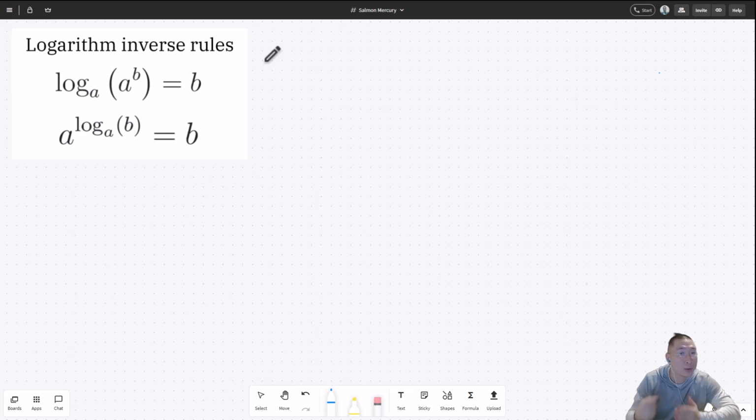Hey guys, welcome to this video, and we're going to go over how we can prove the two logarithm rules. Log base a of a to the power of b is equal to b, and also the second one, another inverse rule the opposite way. They're basically the same thing. They're inverses of each other. The inverse of the first one is the second one down here, which will be a to the power of log base a of b is equal to b. So it's really two basic inverse rules that we will go over in this video.